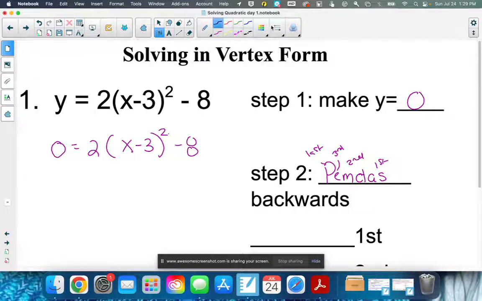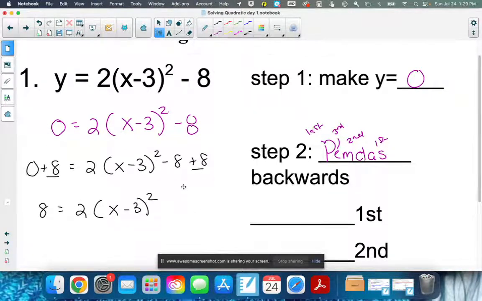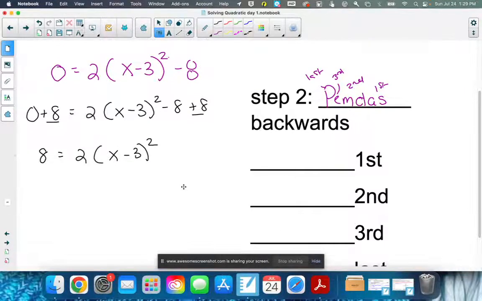In this case, since I have to add or subtract first, I am going to add 8 to both sides to get rid of the 8 on the end. I've shown that I'm doing the same step on both sides. I now have this because negative 8 and positive 8 is a 0 pair. So we're going to add or subtract first.